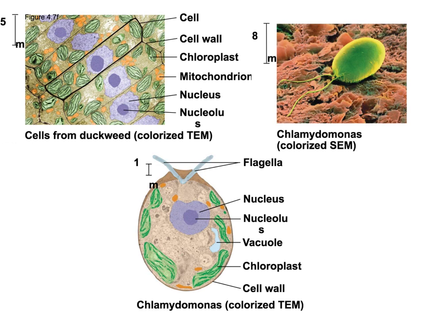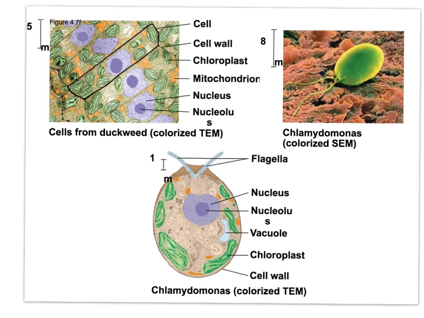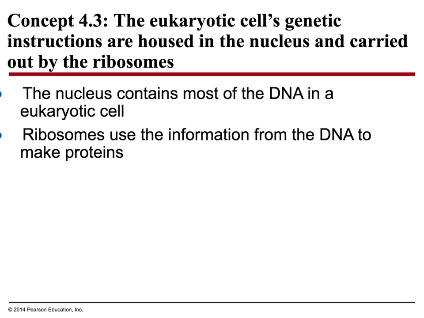Then you have the same for plant cells. Chlamydomonas in a scanning electron micrograph shows you a flagellum. You have the chloroplast, and they have a cell wall. Here are cells from duckweed. You have lots of chloroplasts, nucleus, nucleolus, central vacuoles, etc. Questions on plant versus animal cells?